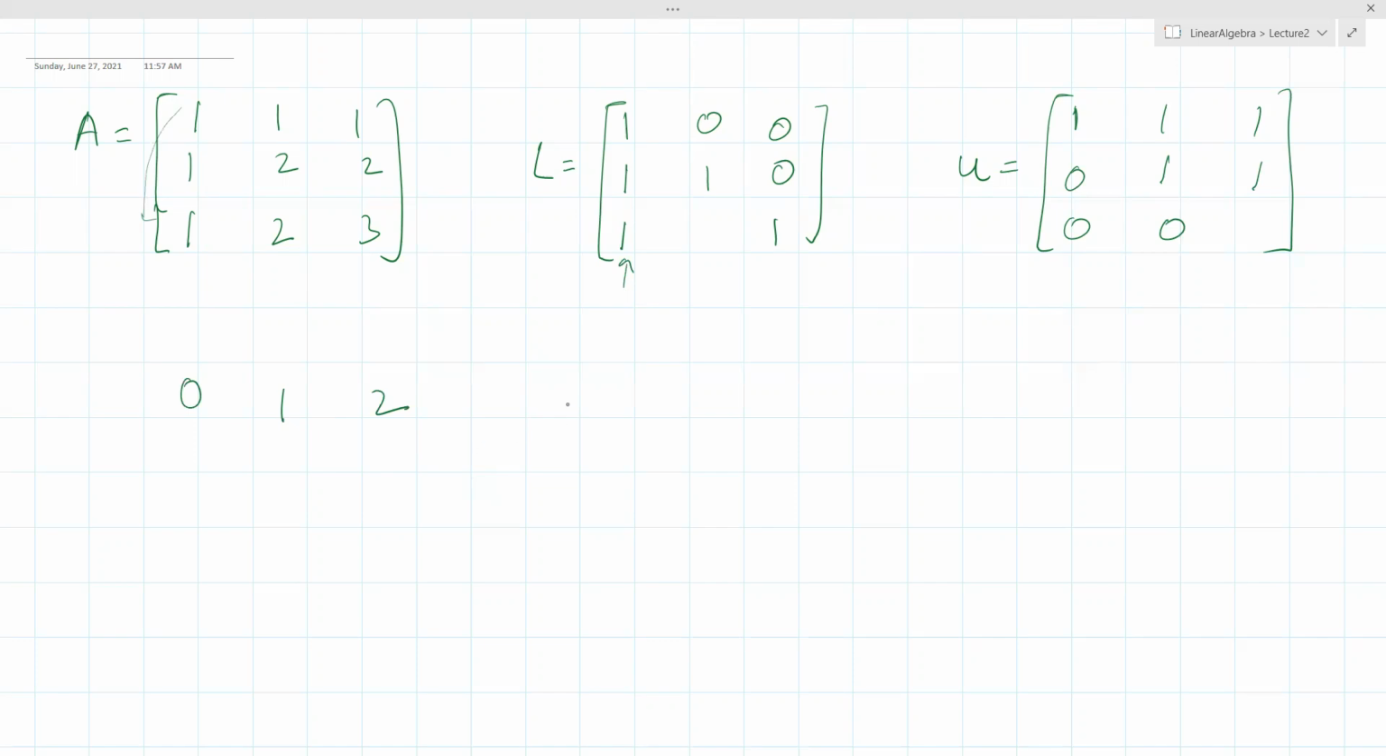Now what is the pivot in this case? Pivot is 1. What is the multiplication factor? Multiplication factor is going to be 1. So you subtract whatever is your new equation, 0, 1, 1, from this. What does it leave behind? 0, 0, 1. So this is the LU decomposition of this particular matrix.